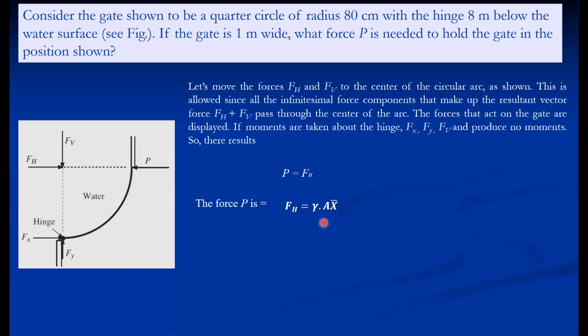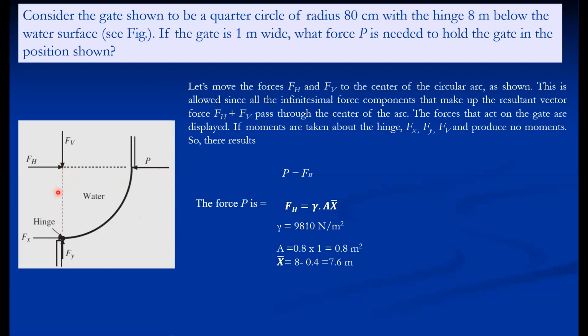So Fh is equal to gamma A x bar. As it is submerged in water, gamma is 9810. Area of the projection: its height is 0.8 meter because its radius is 0.8 meter, and the width perpendicular to it is 1 meter, as given. The gate is 1 meter wide. If we take the projection of this curved gate, it becomes a rectangle of size 0.8 into 1 meter. So the area comes to 0.8 square meters.